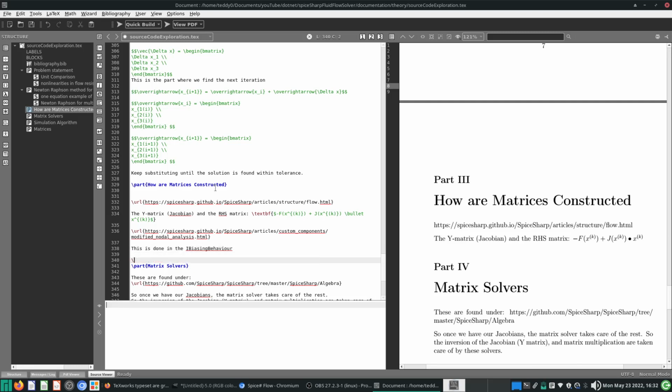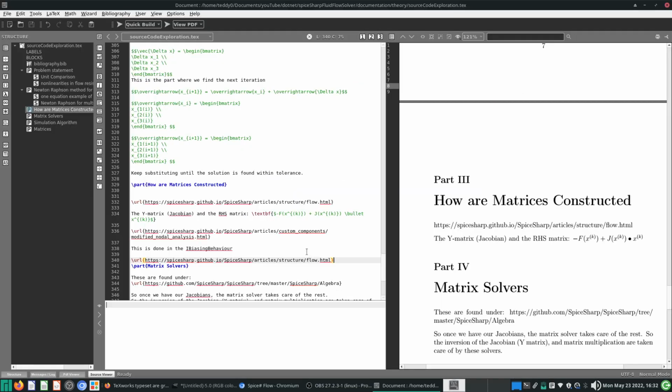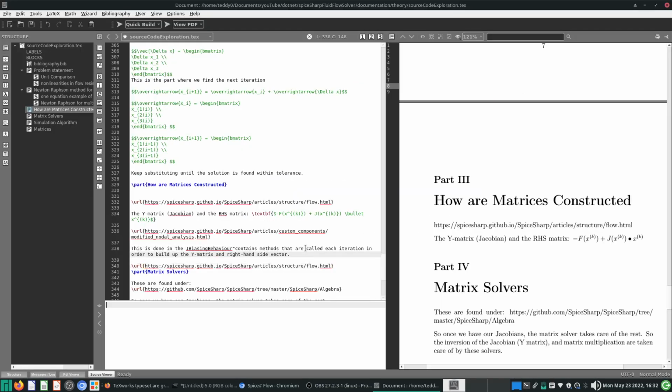Okay, so I'm going to do another URL. IBiasing behavior. And I'll just say it contains methods, and I'll put them in quotation marks because this is not my content.